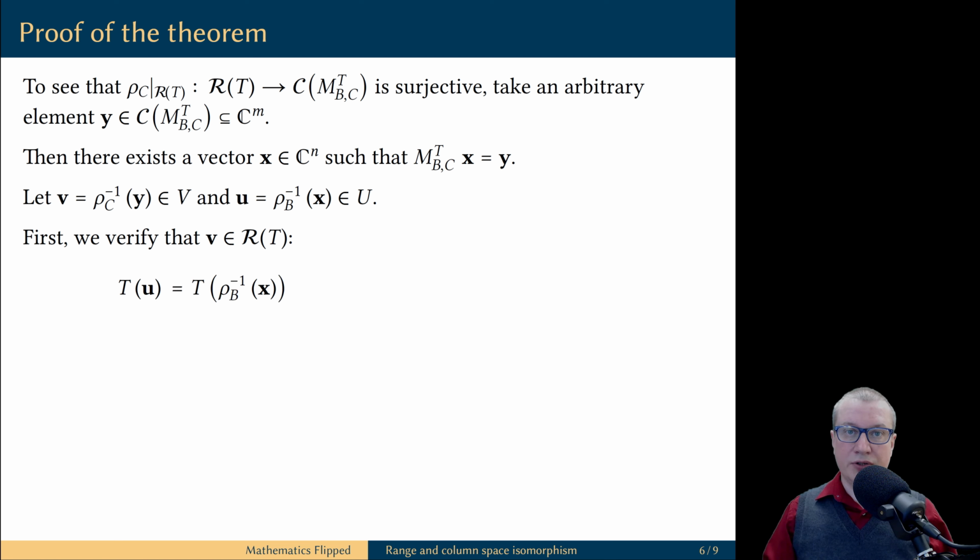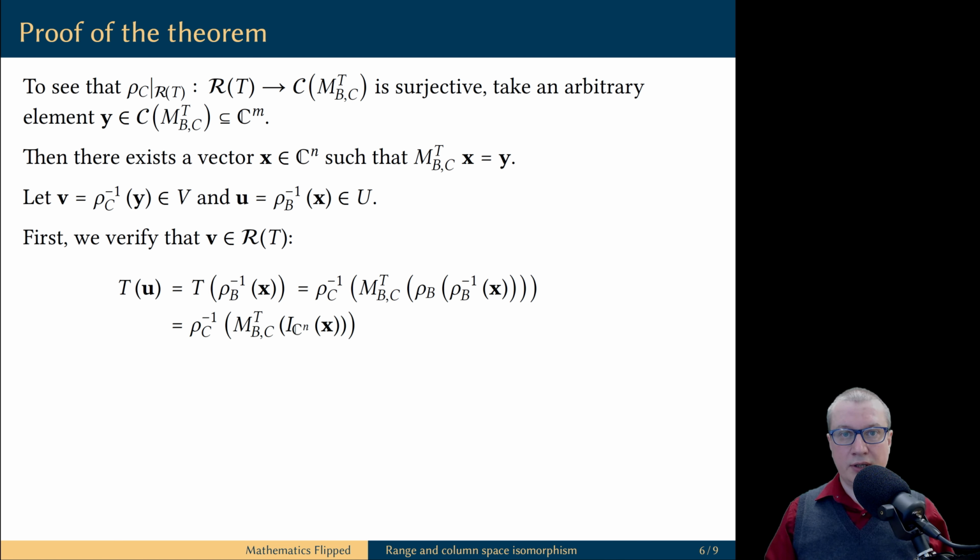Vector u is rho B inverse of the vector x, and then we apply the fundamental theorem of matrix representation to the linear transformation T. We have rho B composed with rho B inverse in the middle. This composition is the identity linear transformation because they're inverses of each other, and the identity linear transformation doesn't change its input. Next, let's recall that the matrix vector product, representation matrix times vector x, is the vector y. And rho C inverse of vector y is how we define vector v.